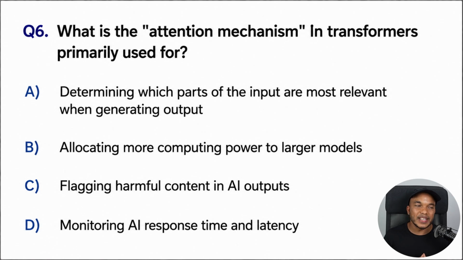Question number 6. What is the attention mechanism in transformers primarily used for? Is it A, determining which parts of the input are most relevant when generating output? Or B, allocating more computing power to larger models? Or maybe C, flagging harmful content in AI outputs? Or D, monitoring AI response time and latency? Good luck, your timer begins now.